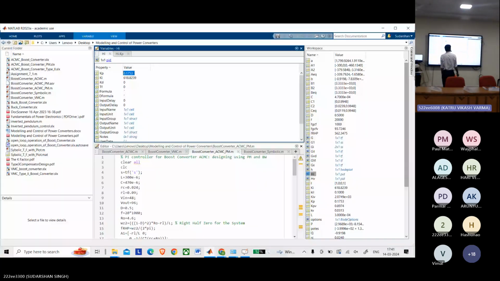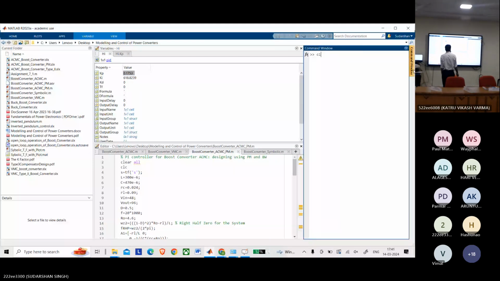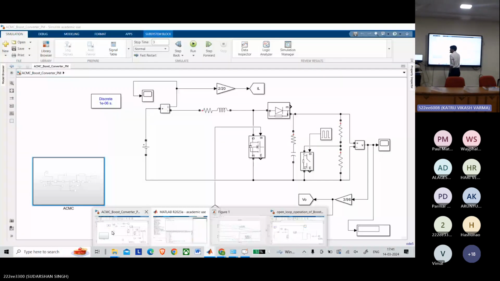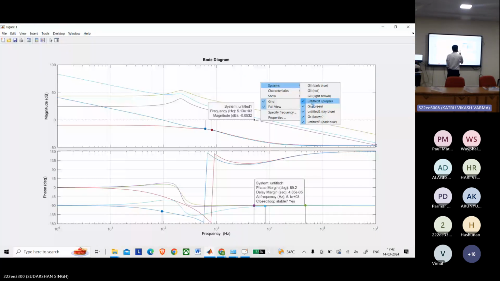Now can you show the closed loop simulation? Okay, so two things. First let us show the Bode plot, because we have already done the KP and KI, and we need to check whether it is satisfying that. So first, can you show the GI uncompensated system and the compensated system?